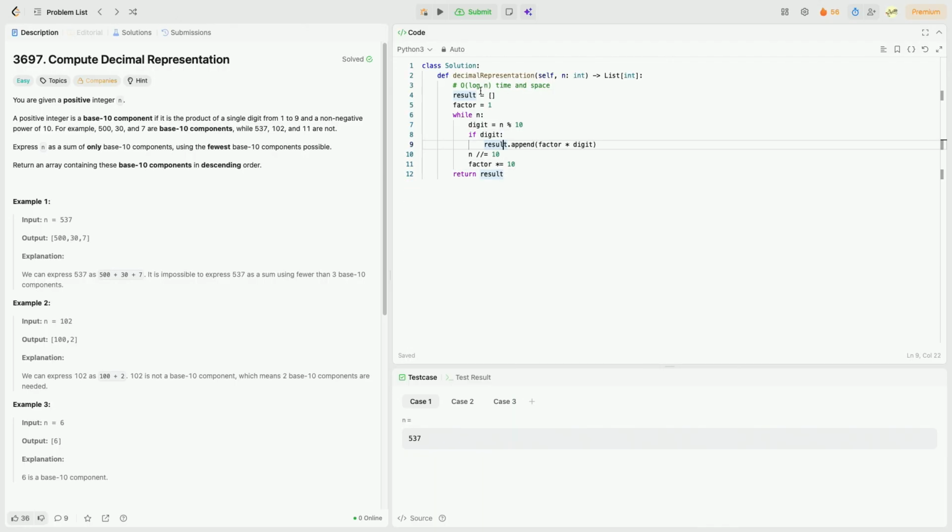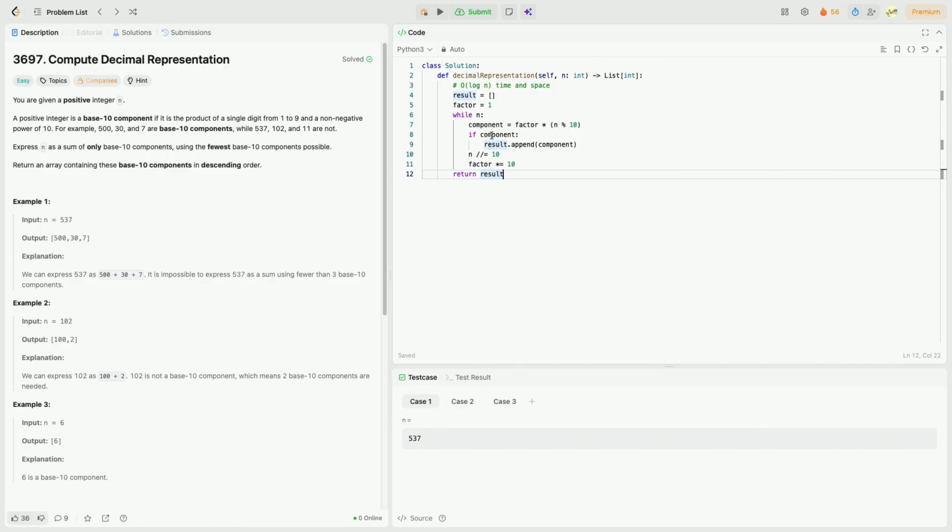And we could make this a little bit more concise, I guess. We could just say the component is always going to be factor times digit. No? And then we say if component, we're going to append the component to our result. What is that?